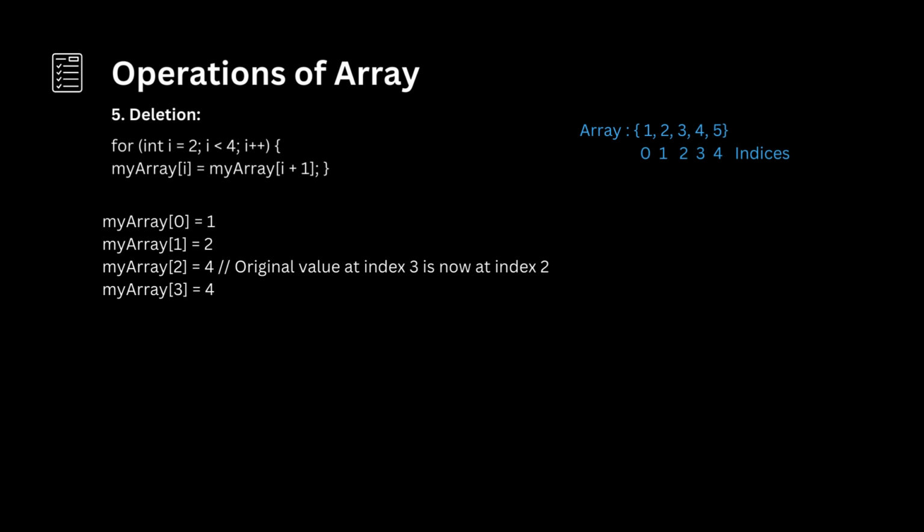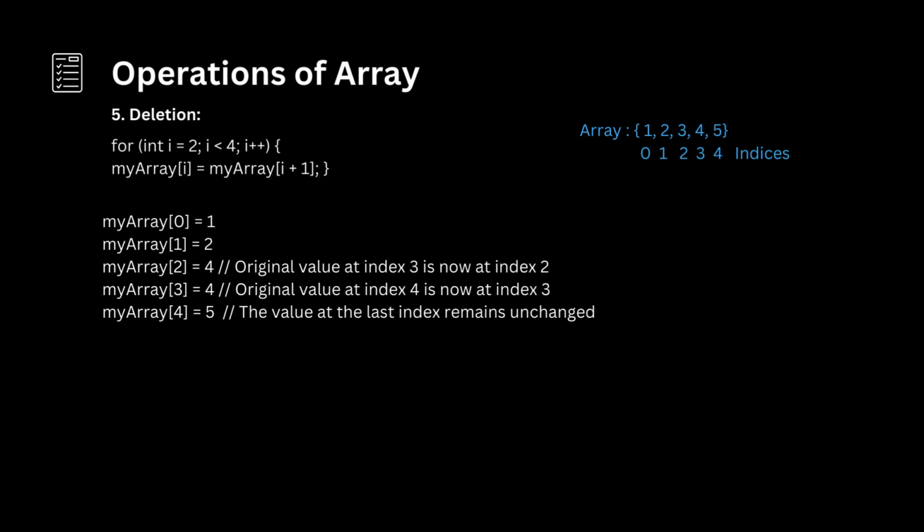myArray[3] = 4. The original value at index 4 is now at index 3. myArray[4] = 5. The value at the last index remains unchanged. This code effectively removes the third element at index 2 by shifting the subsequent elements to fill the gap. Keep in mind that the last element in the array may remain unchanged after this operation.